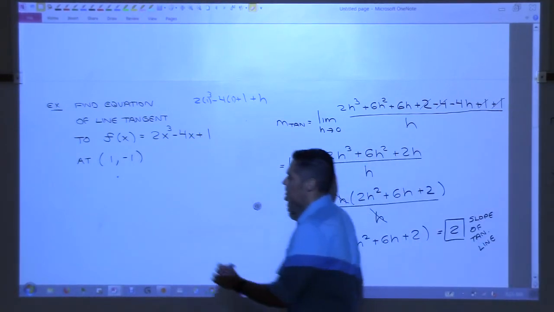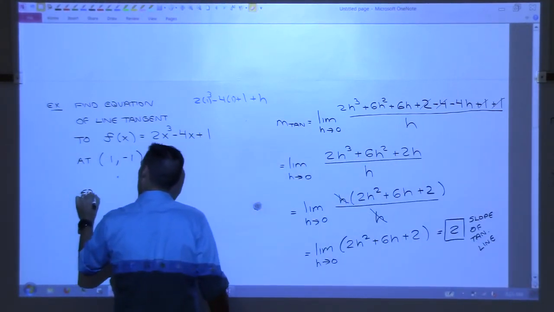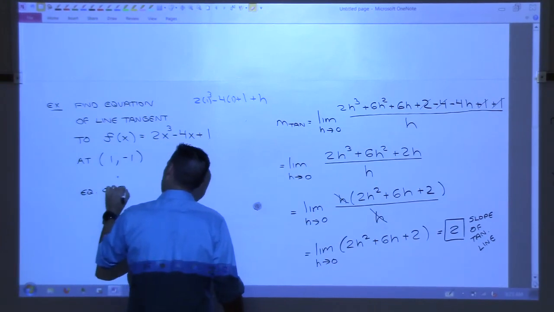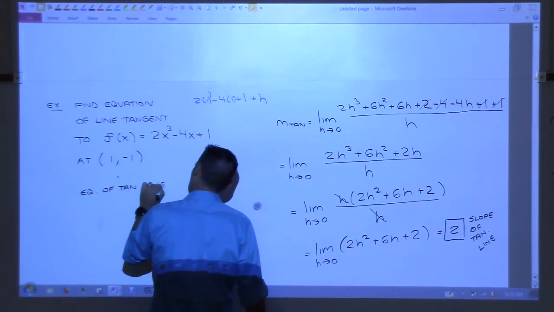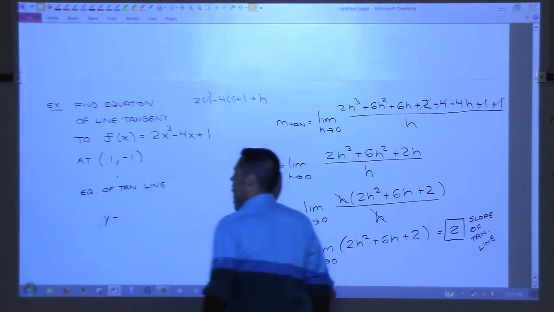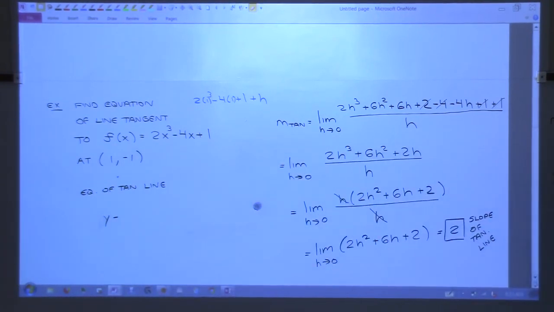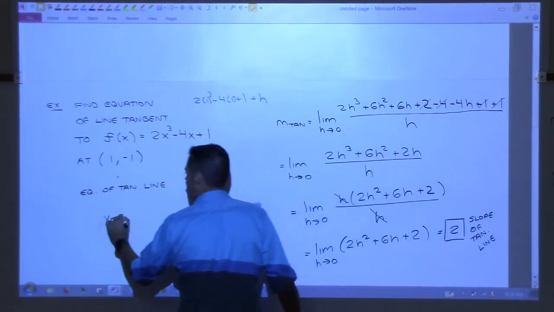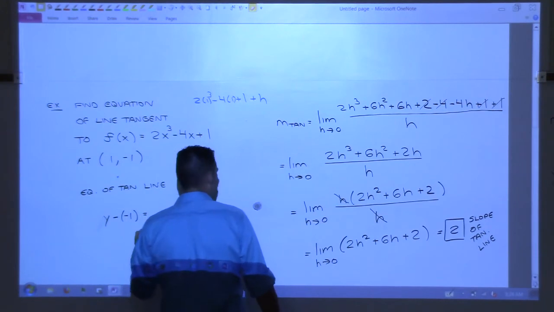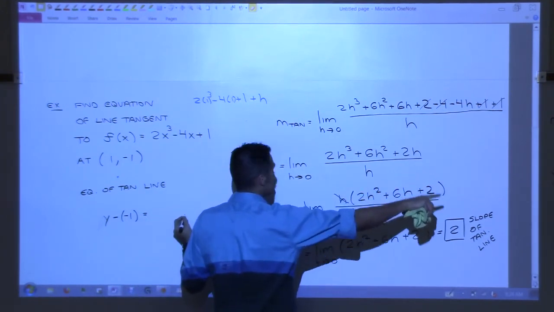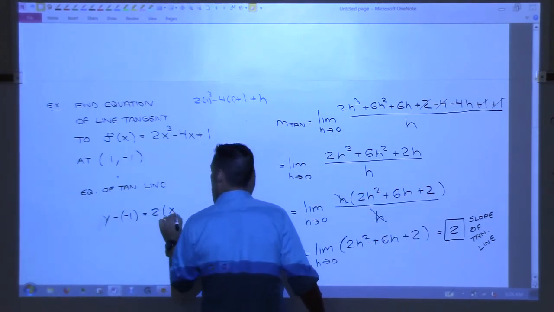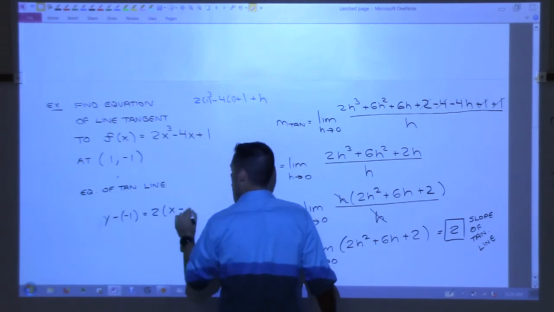Now the equation of tangent line is going to be y minus f of a. What was f of a? Negative 1, right? So I'm going to have minus a negative 1 equals m. What was m? What was our m tan? Sorry. 2, and then x minus 1.